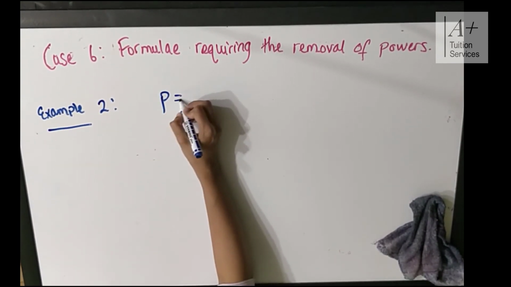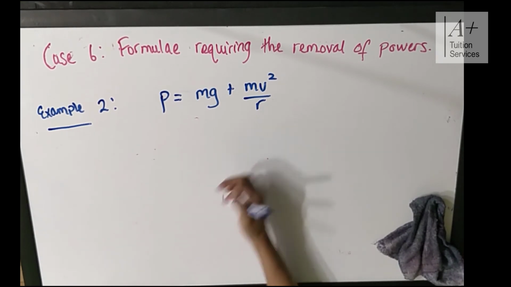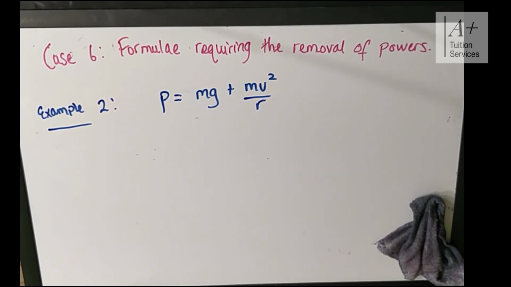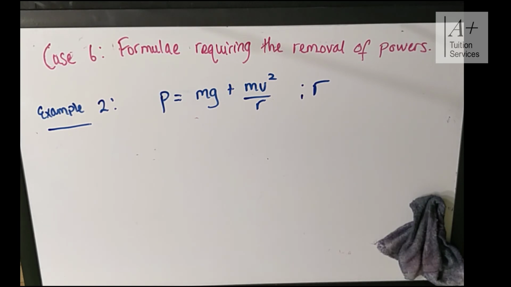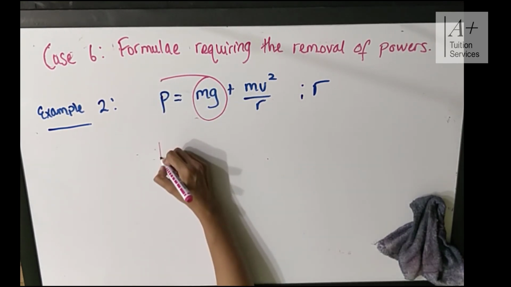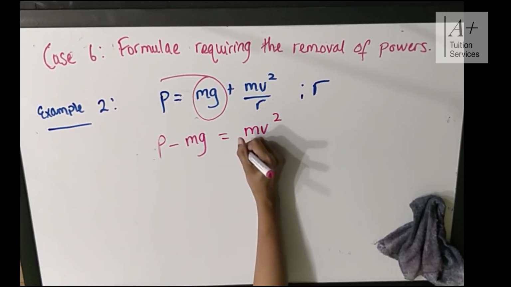Example 2 says P is equal to mg plus mv squared over R. Okay? So we want to make R the subject of the formula. So we have P is equal to mg plus mv squared over R. First thing we do is get rid of the things furthest away from R, that is close to R on the other side. So we end up with, moving across now, mg, and mg is plus, so it'll be P minus mg is equal to mv squared over R.